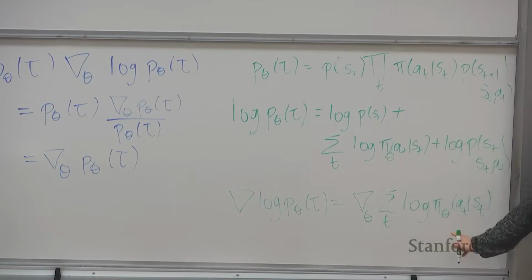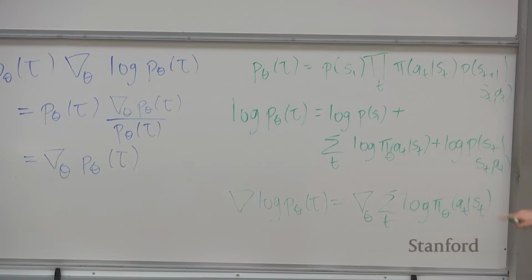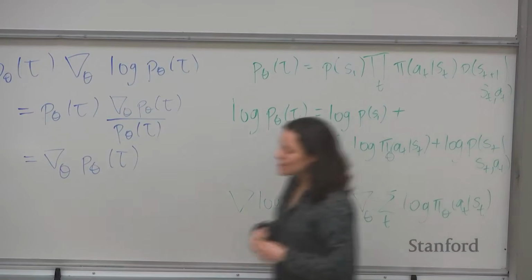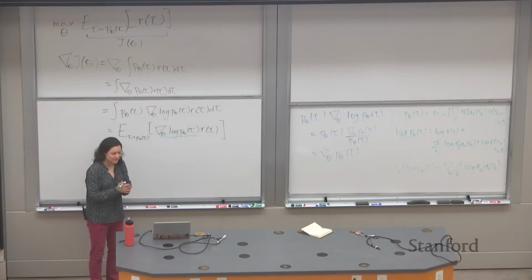This is really useful because this means that we can plug this in over there, and this is something that we can evaluate. We can evaluate the gradient of log pi. This is just taking a backward pass through the log of the output of our neural network. And so then we actually get a gradient that we can evaluate.